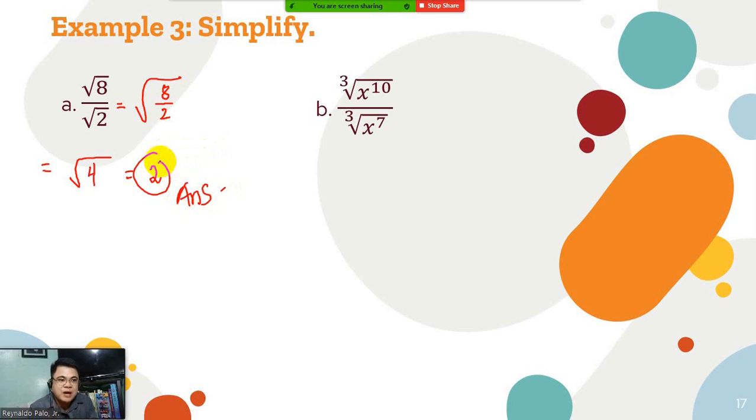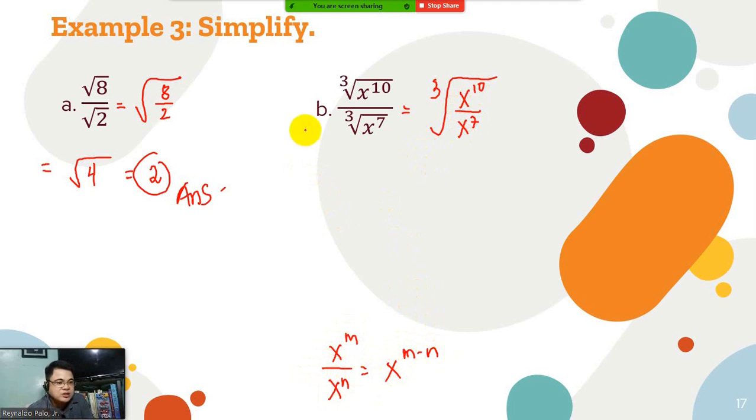Alright, next, b. Cube root of x raised to the power of 10 over cube root of x raised to the power of 7. Same thing, the indices are the same, the index is 3, so we can just write this as a single radical, cube root of x raised to the 10th power over x raised to the 7th power. Now in this case, we can apply the division law of exponents, wherein if we are dividing powers with the same base, let's say x raised to the power of m over x raised to the power of n, we can just simply copy the base and then subtract the exponents. That's the thing that we're going to do here. So cube root of x raised to the power of 10 minus 7, applying the division law of exponents.